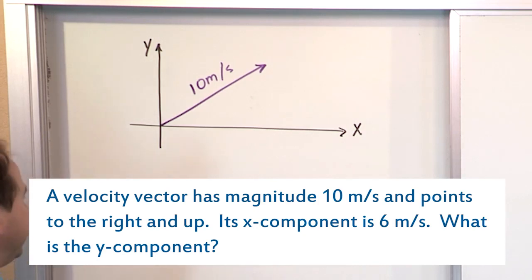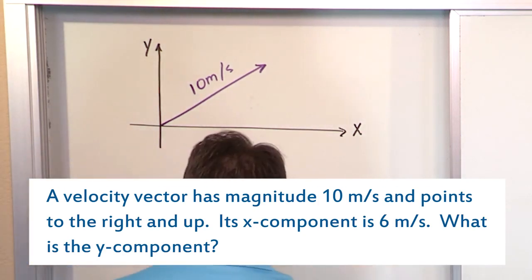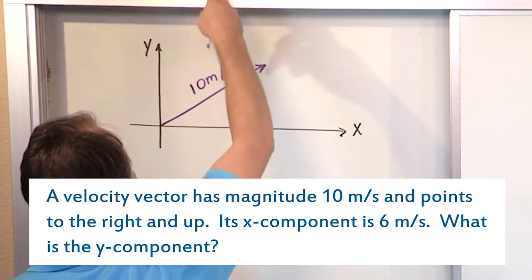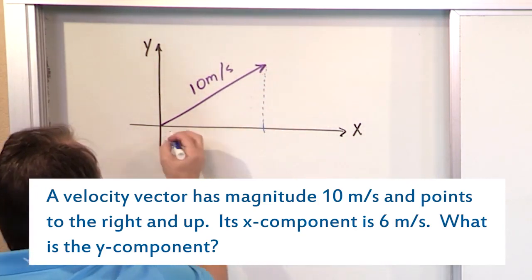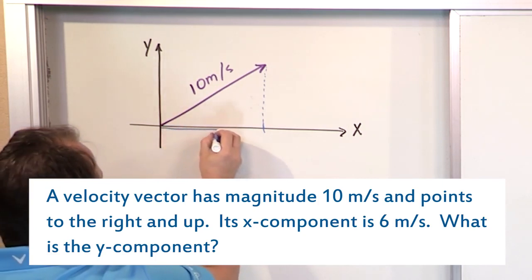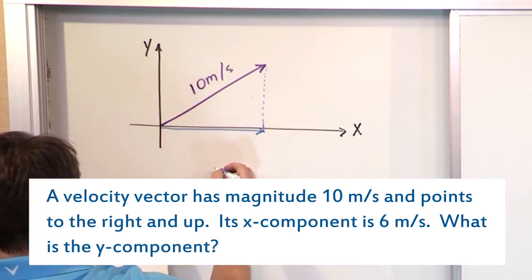Its x component is 6 meters per second. What does that mean to you? That means if you shine a flashlight down, the shadow that this vector makes with the x-axis is this direction right here, and this length would be what we call the x component.